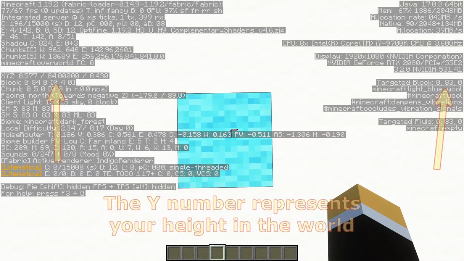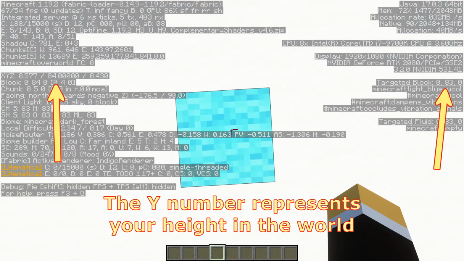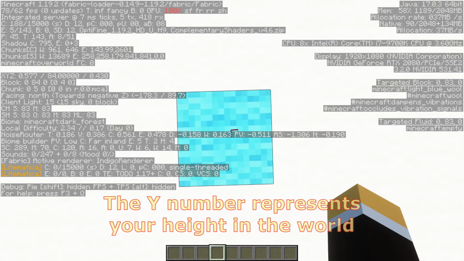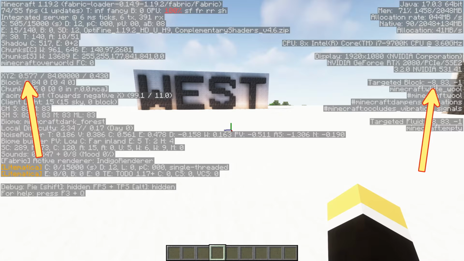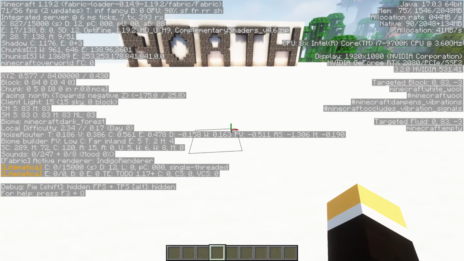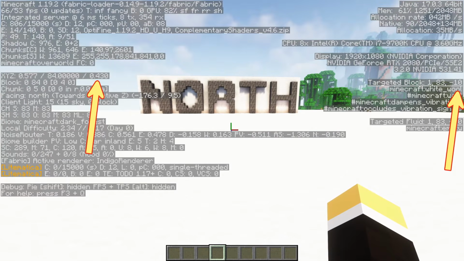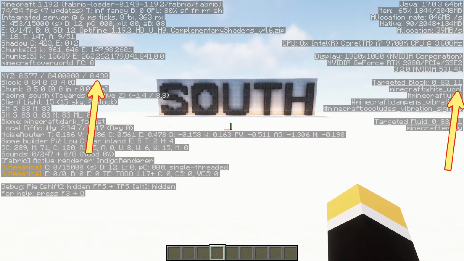So eye level for me, for the Y, which is the height, is 84. And the targeted block that I'm standing on is 83. The X coordinates relate to the east and to the west. The Z coordinates that you see there relate to the north and to the south. Moving in any direction is going to change those numbers.